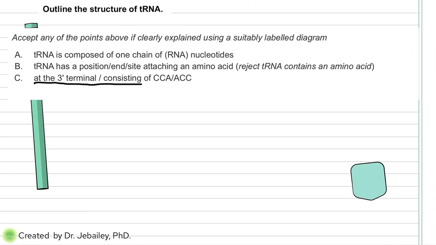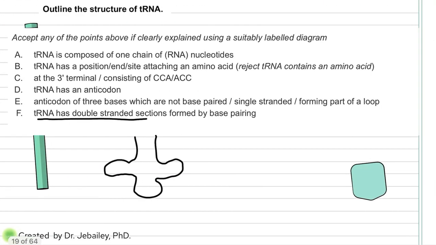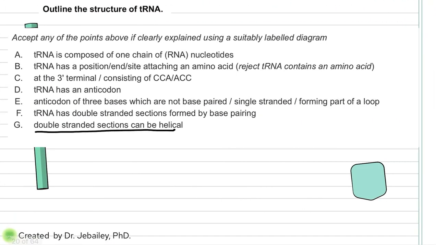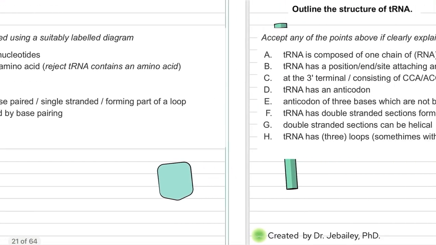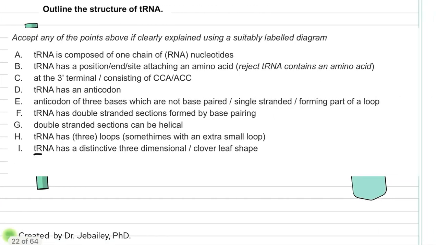At the third terminal, that's where I put it. Good. What I mean by the third terminal is that the amino acid attaches to the 3' end right here. The tRNA has an anticodon. The anticodon has 3 bases which are not base paired, as I showed you. tRNA has double-stranded sections formed by base pairing. As you can see, there are double-stranded sections. Double-stranded sections can be helical. This I did not put. tRNA has 3 loops, and then it has a distinctive 3-dimensional clover leaf. I didn't mention this part.